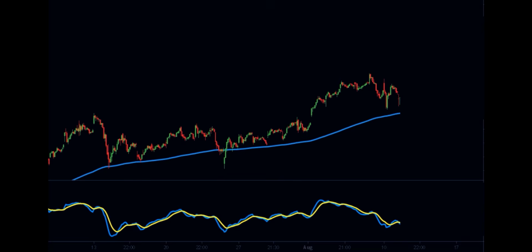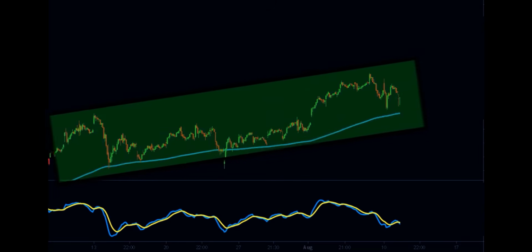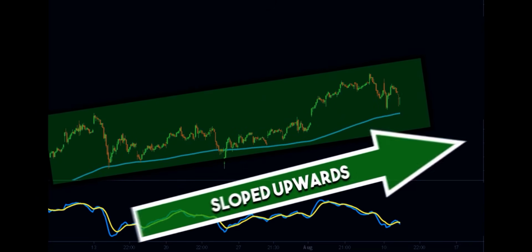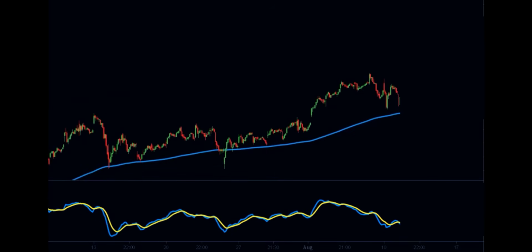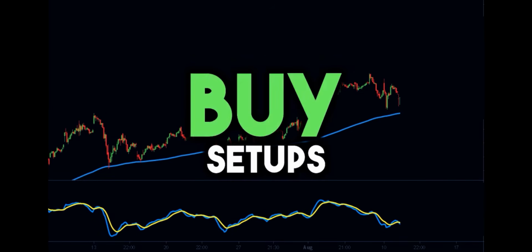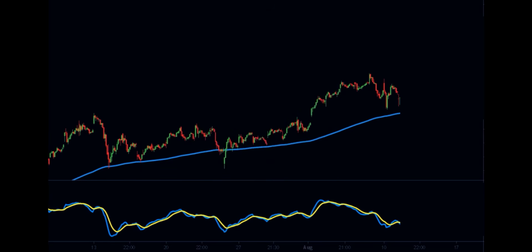Here we can see that the price is trading above the 200-period EMA, and the EMA is also sloped upwards. This means that the stock is in an uptrend, and we will only look for buying setups. The price has respected the EMA before. Hence, we can expect the EMA to provide support once again, as the price makes a pullback.